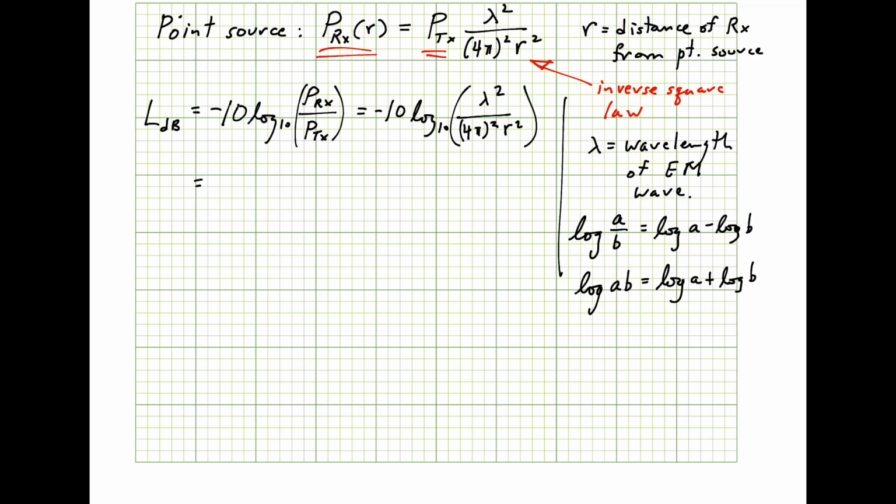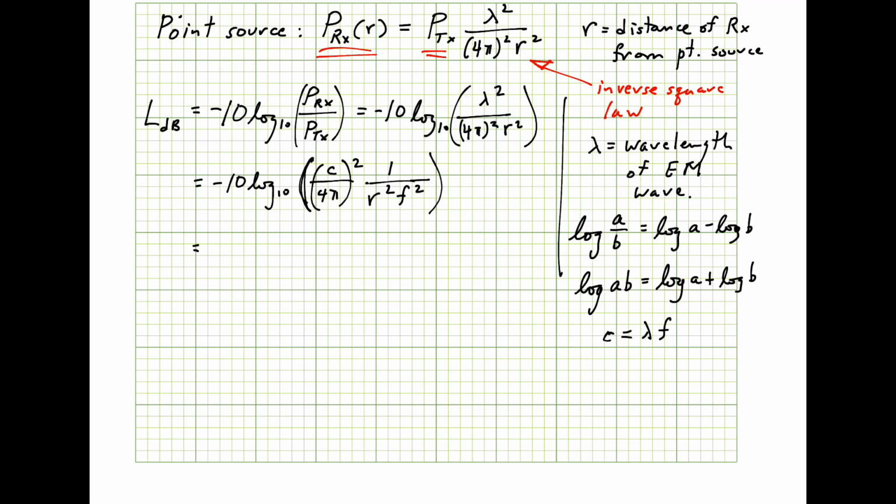Let's see here. I'm also going to say that the speed of light c, in meters per second, is lambda times the frequency, and I'm going to rewrite lambda as c over f. So let me do that first. Minus 10 log base 10 of c squared in the numerator over f squared, and I'm going to put 4 pi quantity squared, so we have c squared over 4 pi quantity squared, and now I've got 1 over r squared f squared. Here we go. So you can verify the algebra on that.